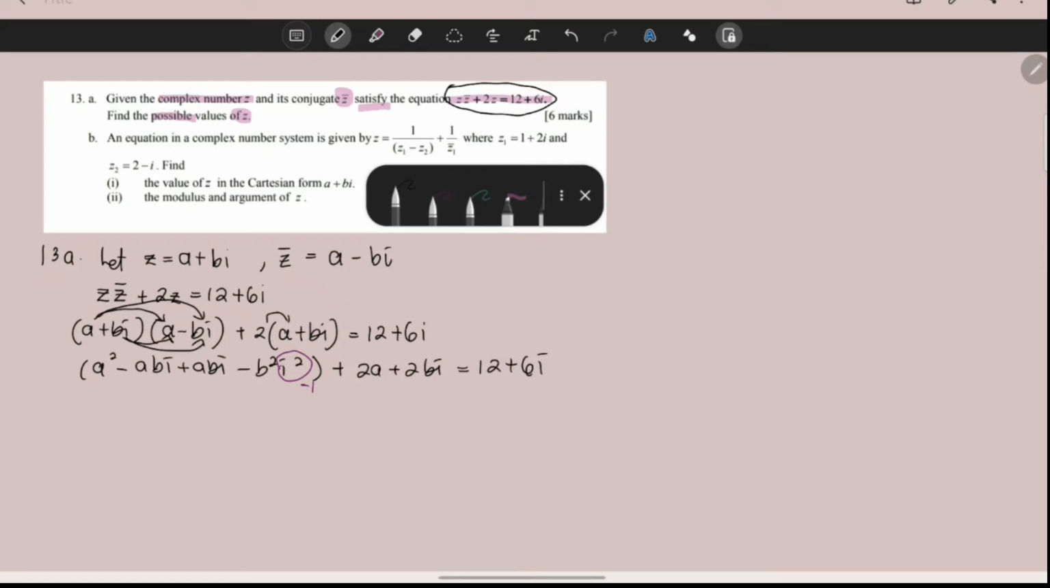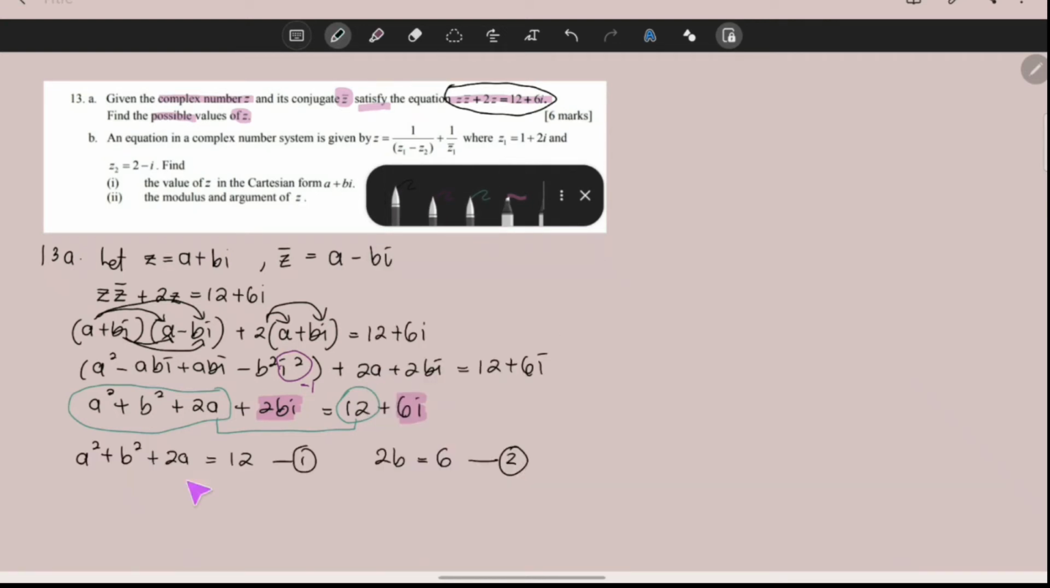Okay, and then this one you expand: 2a and 2bi. So we are going to rearrange. The real parts will be the real parts and the imaginary parts will be the imaginary parts. I already rearranged. So a squared here, and this one will cancel out each other. And negative b squared, and here is negative 1, so negative becomes positive b squared. And you have 2a here and 2bi here. And now you just compare the imaginary parts with the imaginary parts, and the real parts with the real parts. So you are going to solve them simultaneously.